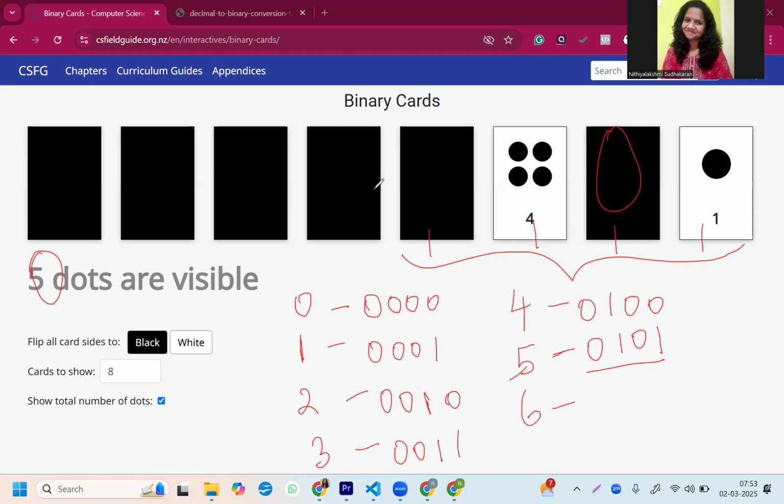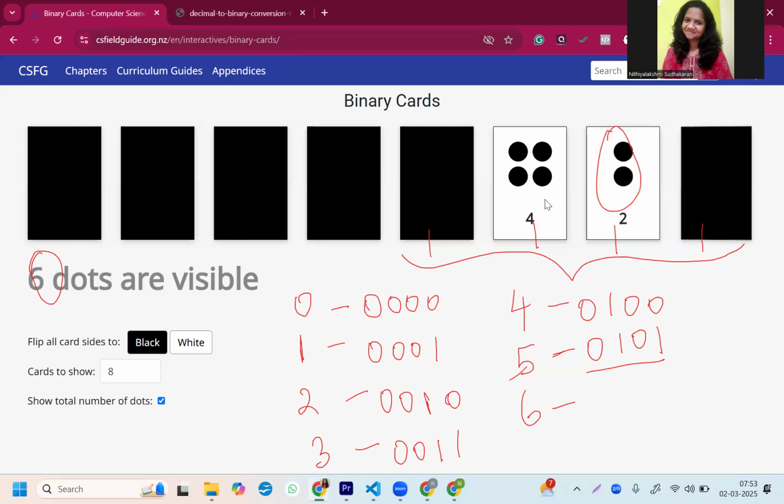Now you have to represent 6. These two middle cards can be opened, so 6 is 0110.